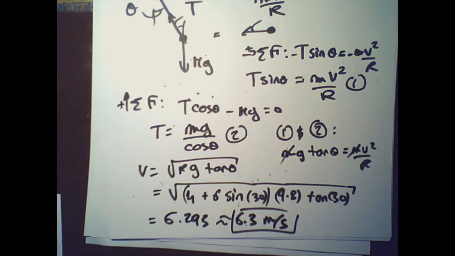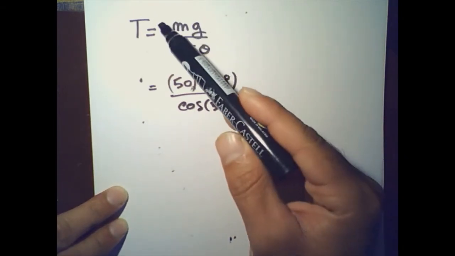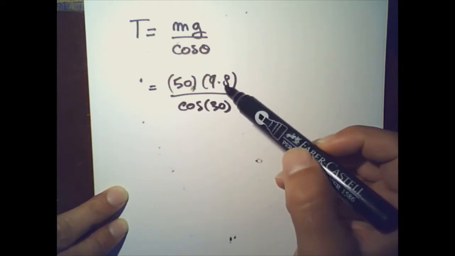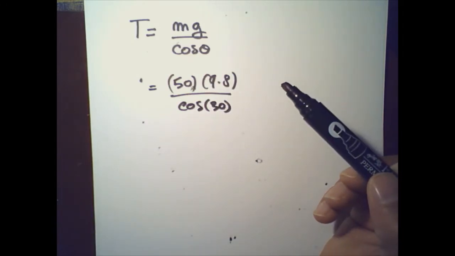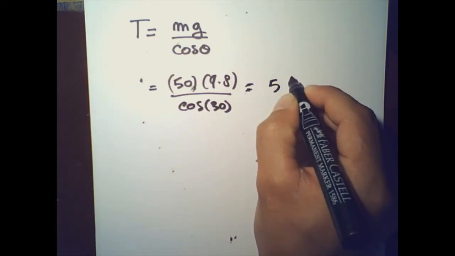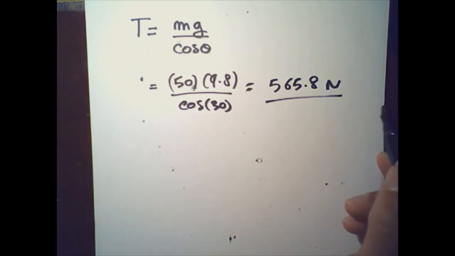All right, so that is it for this problem. The second portion of this problem was to find the tension, and the tension is simply mg over cosine theta from the free body diagram. 50 times 9.8 divided by cosine of 30 is equal to 565.8 Newtons, and that was also available in your solution.